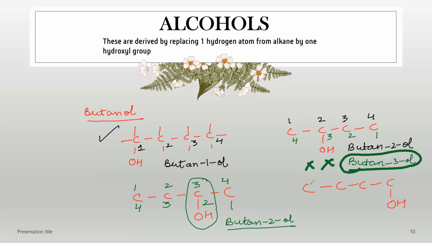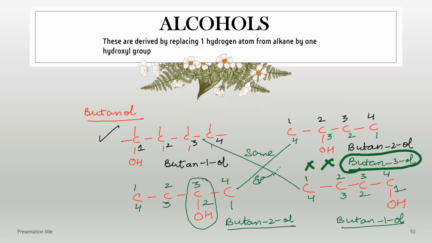So for this one, if I name from left hand side 1, 2, 3, 4, this substituent is getting the fourth number. And what if I name it from right hand side 1, 2, 3, 4? The substituent is getting the first number. So the name is butane 1-ol. So this and this, they are same. And this and this, they are same. I hope this is clear. This is really important. It will help you in solving the questions. So if you are not getting it, replay it and see again.